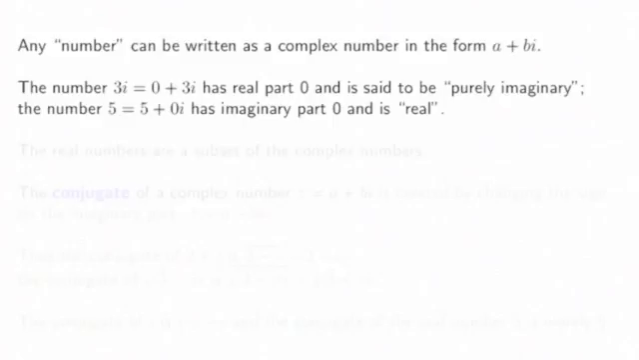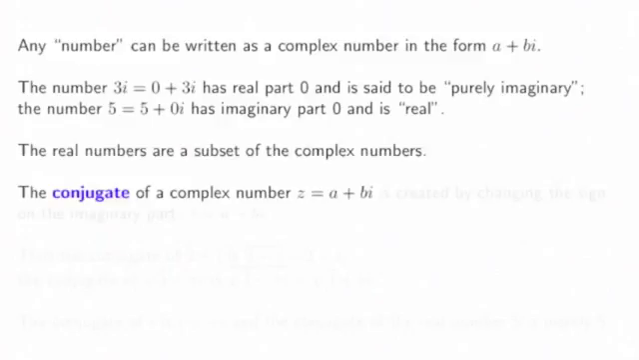Any number can be written as a complex number in the form a plus bi. 3i is 0 plus 3i and has real part 0 and is said to be purely imaginary. But the number 5 is 5 plus 0i. It has imaginary part 0 and is real. The real numbers then are a subset of the complex numbers.